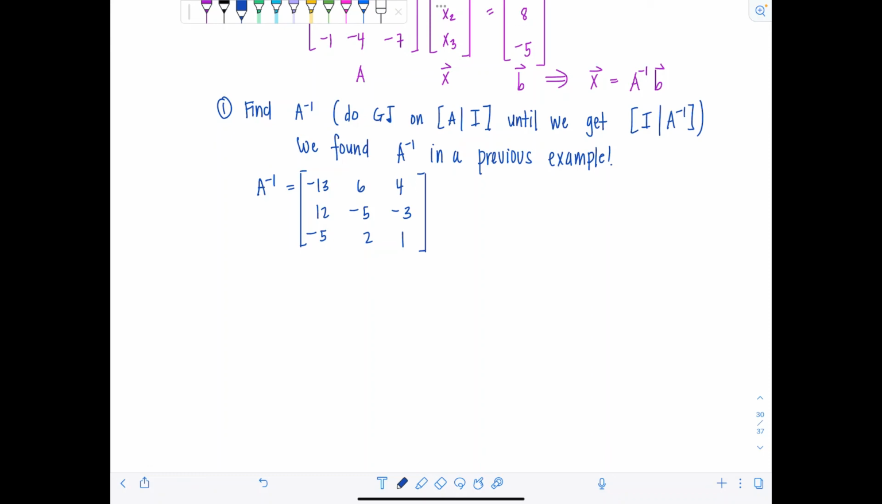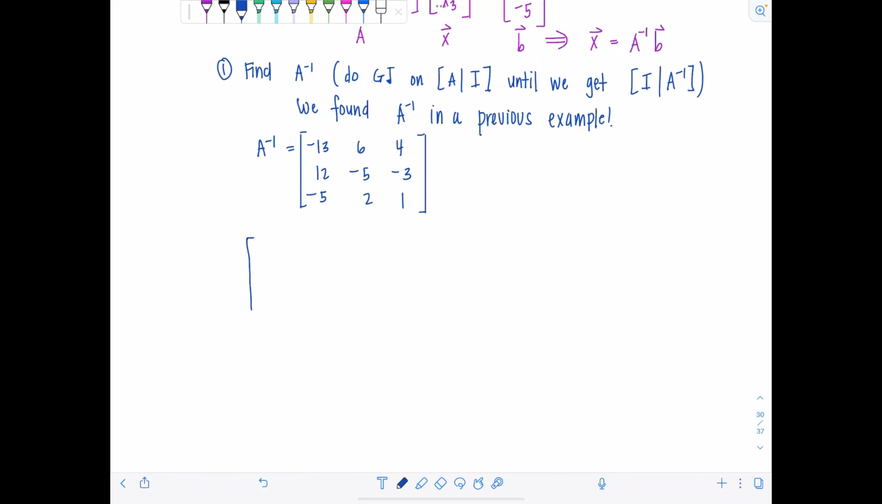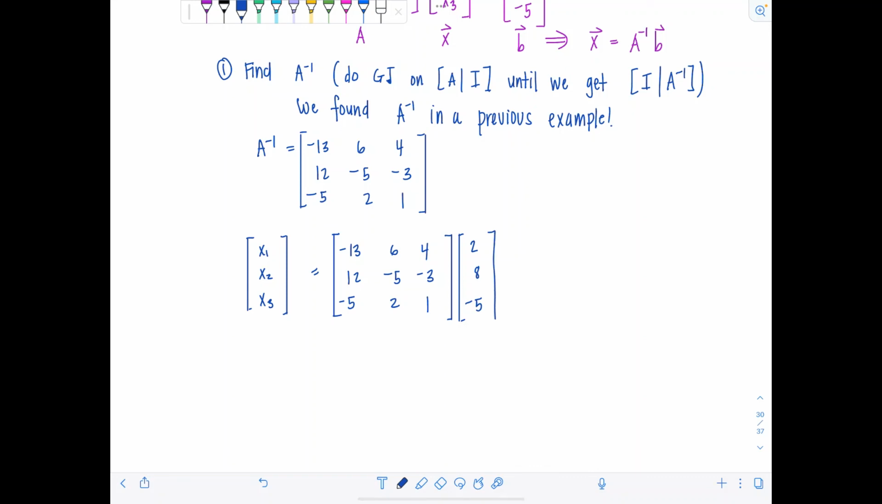Okay, so all I need to do is multiply that matrix by column vector B, and we will have our solutions. So X, which is x1, x2, x3, is equal to this A inverse. A inverse is negative 13, 6, 4, 12, negative 5, negative 3, negative 5, 2, 1, times 2, 8, negative 5. Okay, so let's see what we're going to be left with here. Let me write it up top.